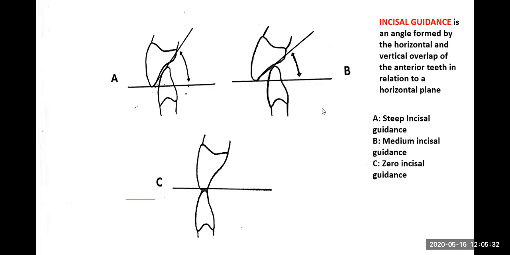Why is this knowledge important to you? It is important in that it is only when you have the understanding of the relationship of upper and lower anterior teeth that you'll be able to understand what occlusion is. Because occlusion is about contact between the upper teeth and lower teeth, regardless of whether they are posterior or anterior teeth. So that is the incisor guidance angle for you. It is formed by horizontal and vertical overlap of the anterior teeth in relation to a horizontal plane. We move.